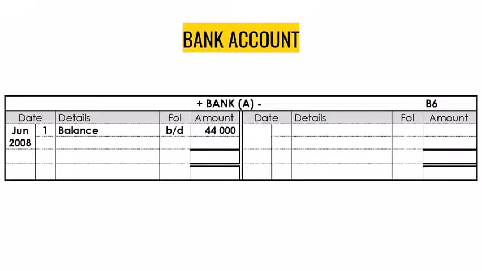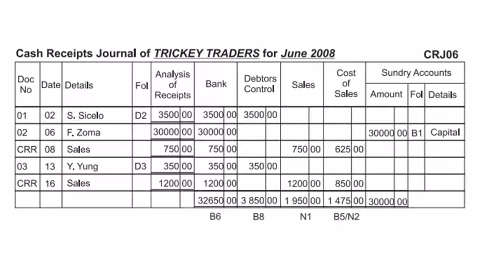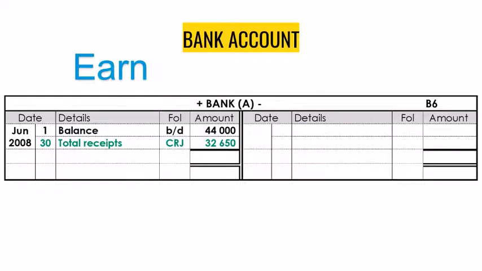Then our bank account value will increase if we earn money, and that will be in the CRJ. So the total receipts that we had for this month in the CRJ will increase our bank account, and you use the bank column from the CRJ. You use that total, the 32,650, and you write it next to the CRJ.